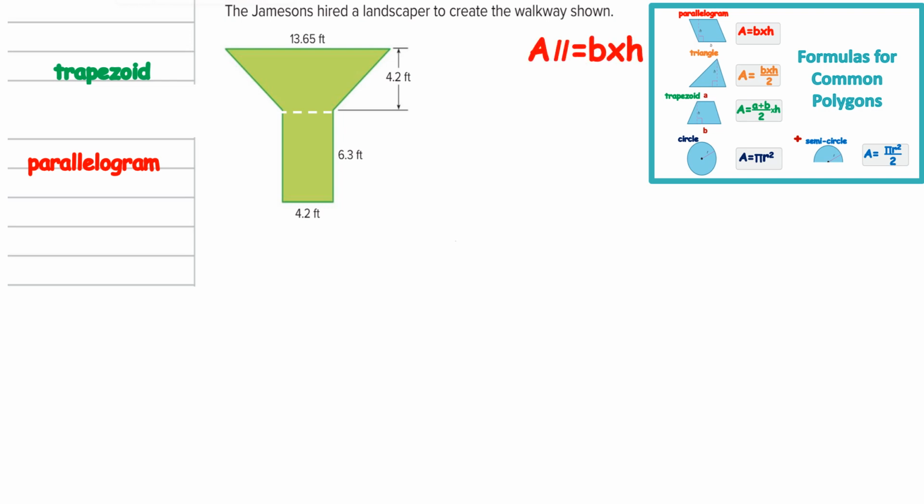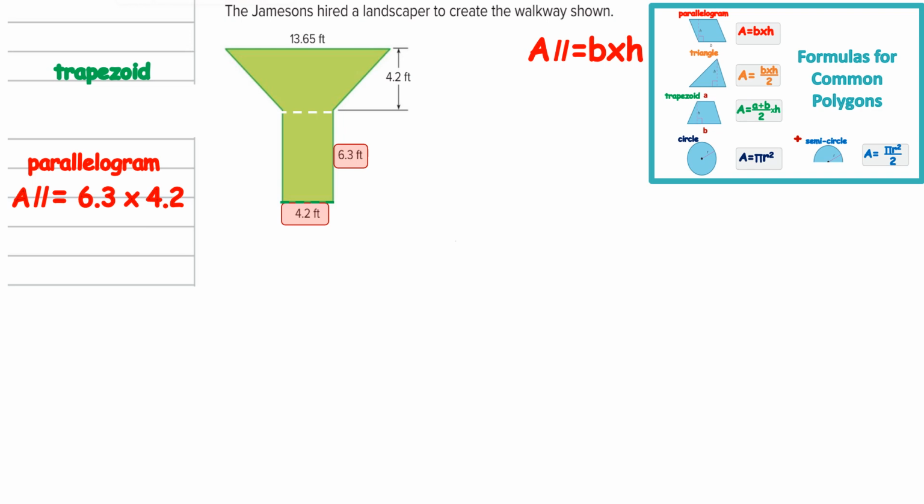So we're going to start with the parallelogram. The area of a parallelogram is found by doing base times height. When I look at that rectangle at the bottom, which once again is a parallelogram, then we can use the 6.3 as the base and the 4.2 as the height. Now, if you switch those around and say the base is 4.2 and the height is 6.3, it doesn't matter because I can multiply in any order.